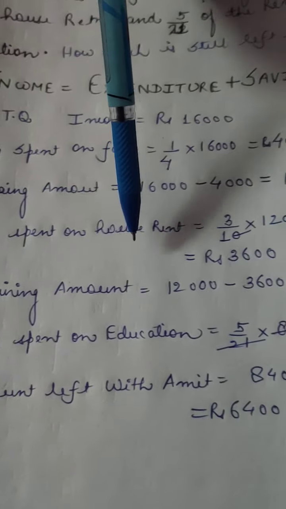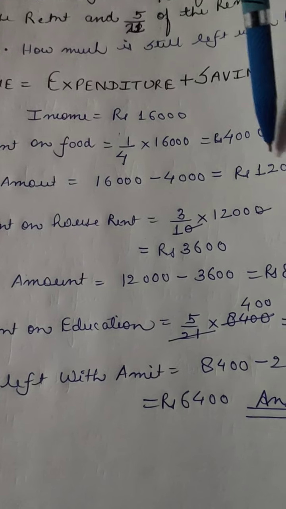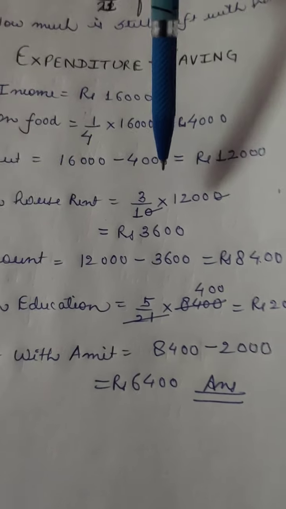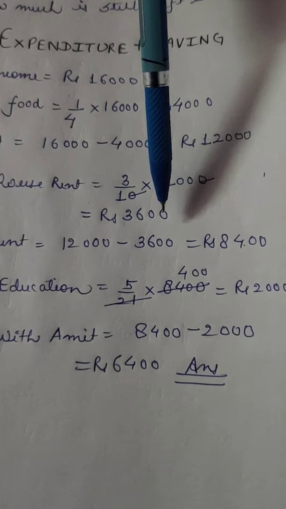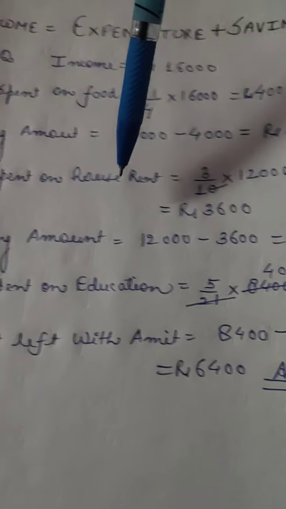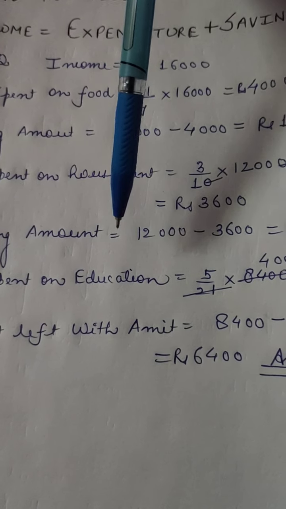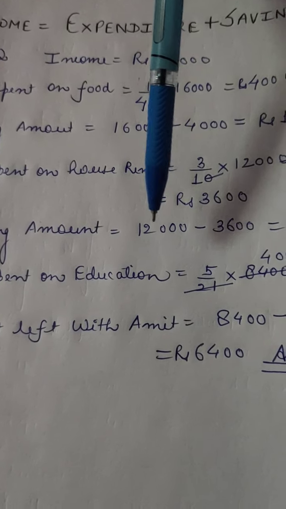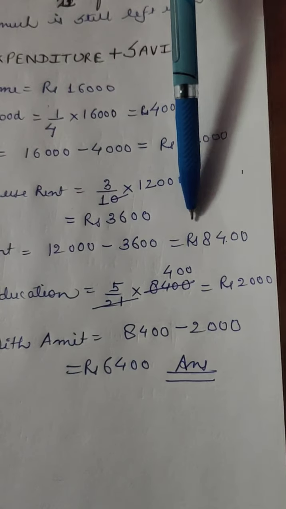Next, money spent on house rent is 3 by 10 of remaining. What is the remaining? 12,000 is the remaining amount. So 3 by 10 of remaining is 3,600 rupees. So how much money is spent on house rent? 3,600. So amount remaining after spending 3,600 on house rent, 12,000 minus 3,600, that comes out to be 8,400.